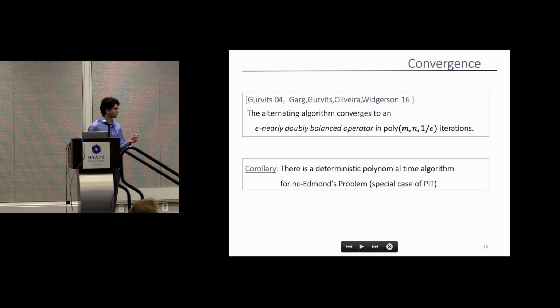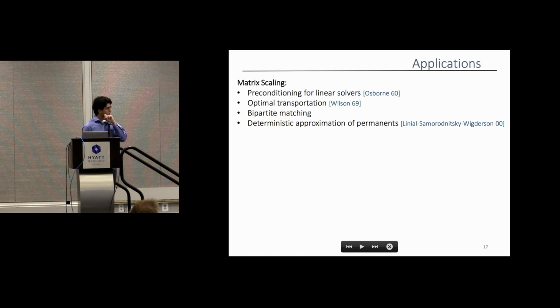And so this framework came to our attention because of this recent work showing that this gives a deterministic polynomial time algorithm for this non-commutative variant of this thing called Edmonds problem. That's a typo. It's not a special case of PIT. It is a non-commutative variant of PIT. But this was shown in the recent operator scaling works in 2016.